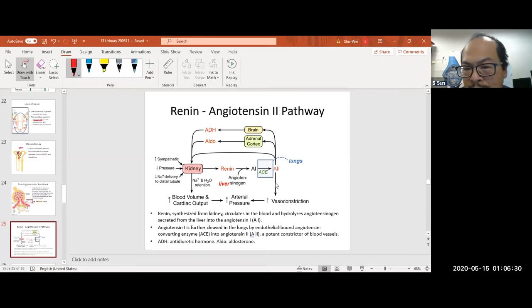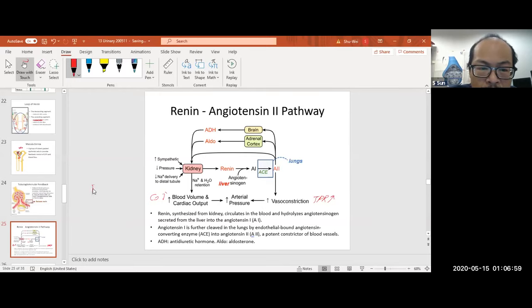Angiotensin II itself is a vasoconstrictor that causes TPR, total peripheral resistance, to increase. It can also trigger the release of ADH, and ADH helps us reabsorb water. Water reabsorption leads to increased venous return, which causes the cardiac output, CO, to increase.